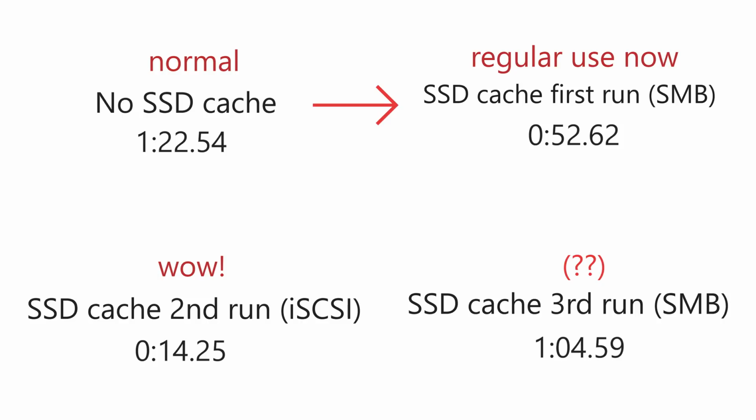Third run I tried with SMB, so your \\ and your Synology, and the time actually increased as opposed to the first time. I'm not really sure why that is. I kept all the settings the same. All the VMs were running, no other processes, no other traffic on the network. So I can't really explain it, but I'm just reporting what my computer did.